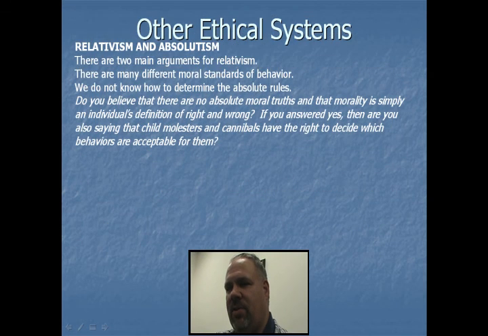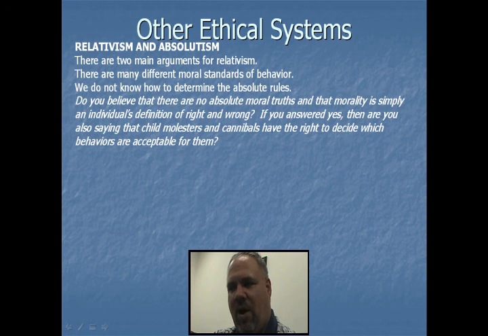Relativism and absolutism. And just before we get started here, I do not believe in relativism. There are two main arguments for relativism. There are many different moral standards of behavior. We do not know how to determine the absolute rules.